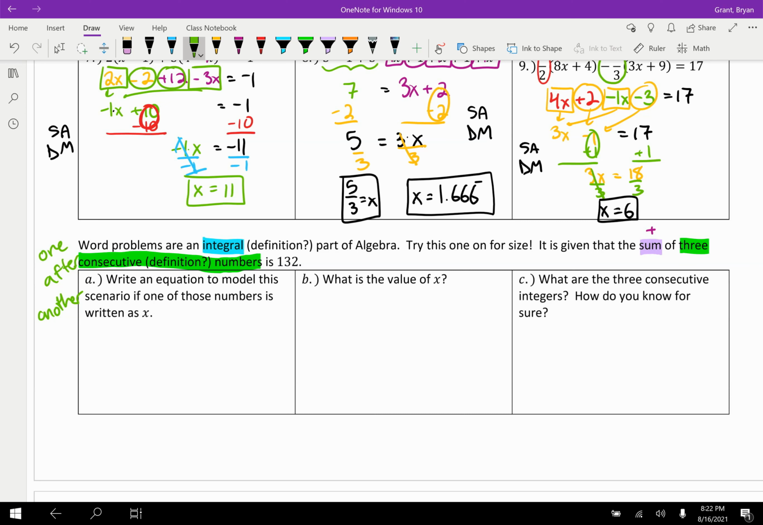Well, could it be 1, 2, and 3? Well, I don't think so. 1 plus 2 is 3. 3 plus 3 is 6. 1 plus 2 plus 3 equals 6, not 132. It has to be a lot larger than 1 plus 2 plus 3.